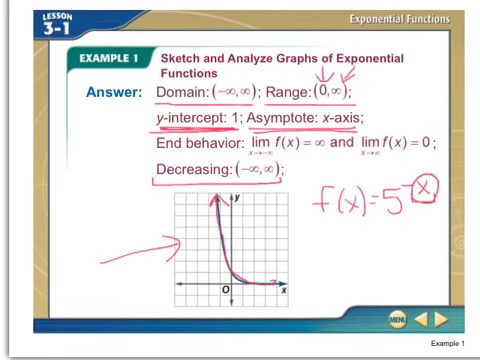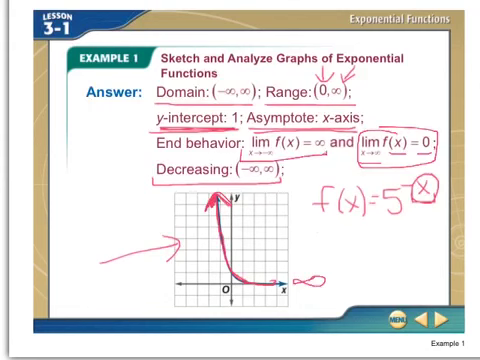And the end behavior, our right end, as we go towards infinity to the right here, as we go to the right, our y values are approaching 0. Hence the limit as x approaches infinity of the function is equal to 0. And as I'm going to the left or towards negative infinity, my end is pointed up. Therefore, as x approaches negative infinity, y is approaching infinity.